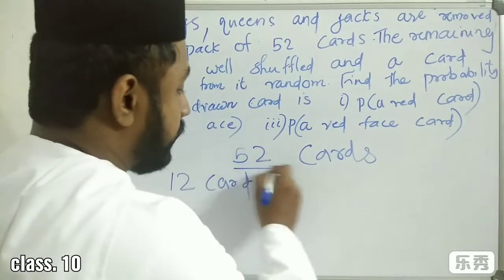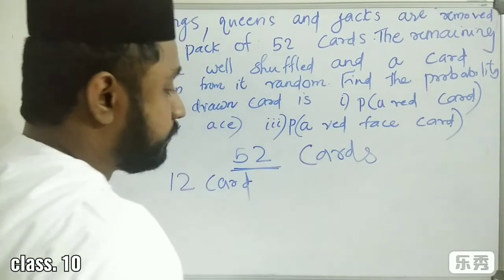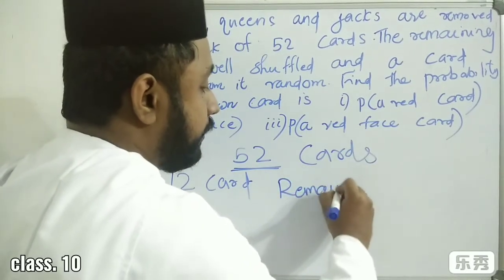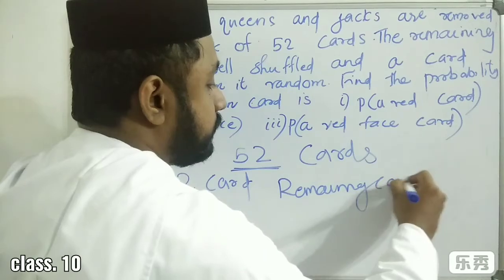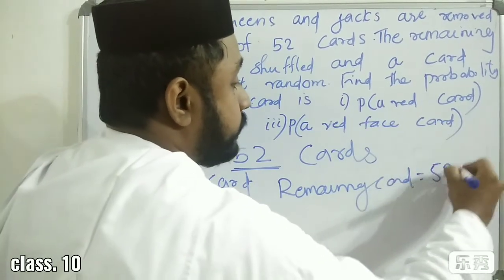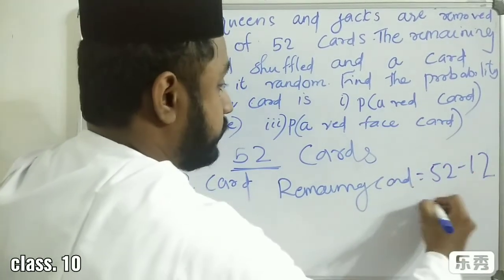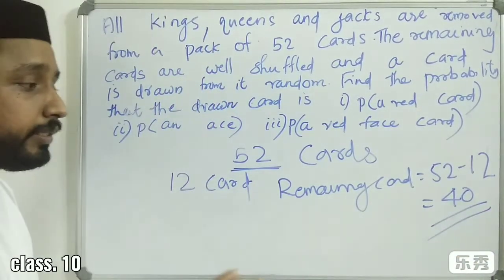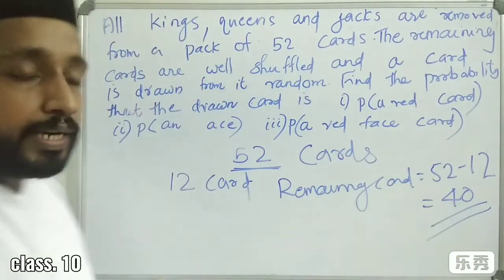So total 52 cards, 12 cards removed. So remaining cards is equal to 52 minus 12, which is equal to 40. So in our pack now there are only 40 cards.